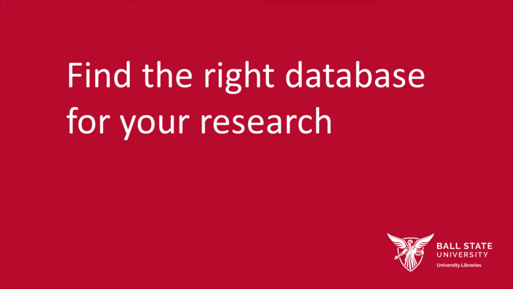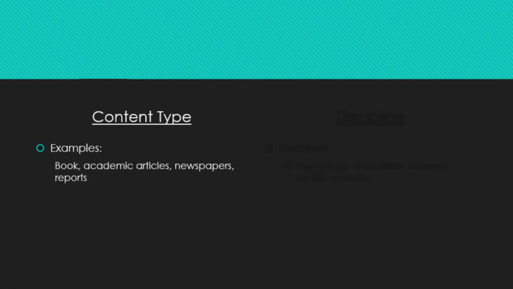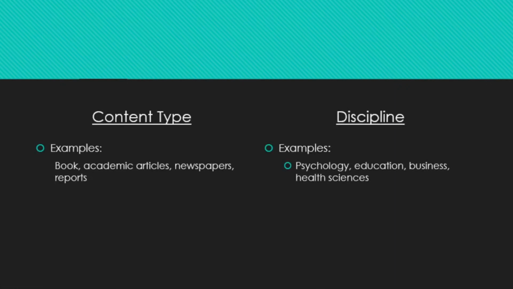One of the important steps in doing library research is choosing which database is appropriate for your topic. It helps if you start by considering first what content type you want to find, and second, what broad discipline or disciplines your topic falls into. In terms of content type, there are two main categories, books or articles.